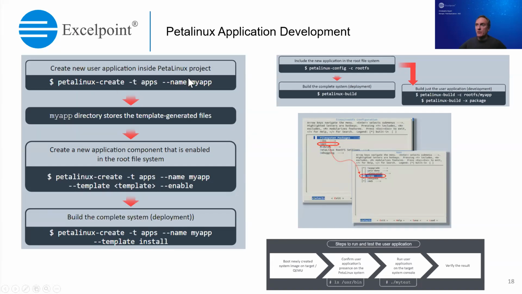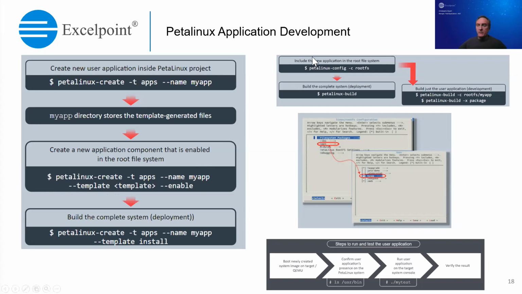This My App directory stores all the template generated files, including a single application template, and it also includes a makefile for cross compilation. You can create a new application and then also enable it in the root file system using the --enable option, but you must ensure that the binary data being installed in the target file system is compatible with the underlying hardware implementation of your system.